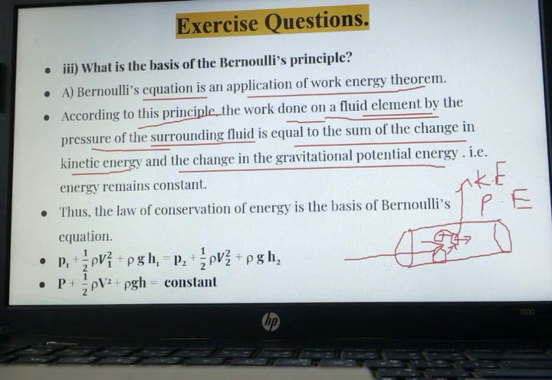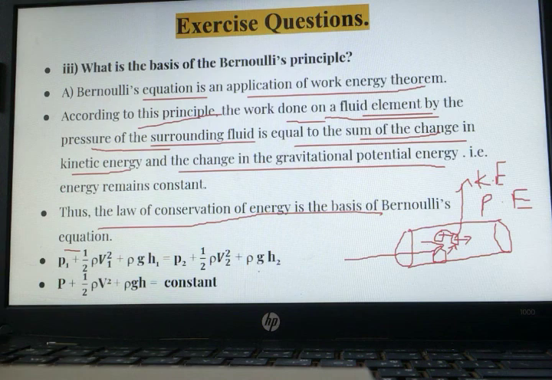But kinetic energy as well as potential energy will go on changing. Therefore it is denoted as the sum of the change of kinetic energy and the change in gravitational potential energy. It is given by this formula. Thus the law of conservation of energy is basically Bernoulli's equation. It can be denoted as P1 plus half rho V1 square plus rho g h1 is equal to P2 plus half rho V2 square plus rho g h2. It can be written as P plus half rho V square plus rho g h is equal to constant. This is Bernoulli's equation.